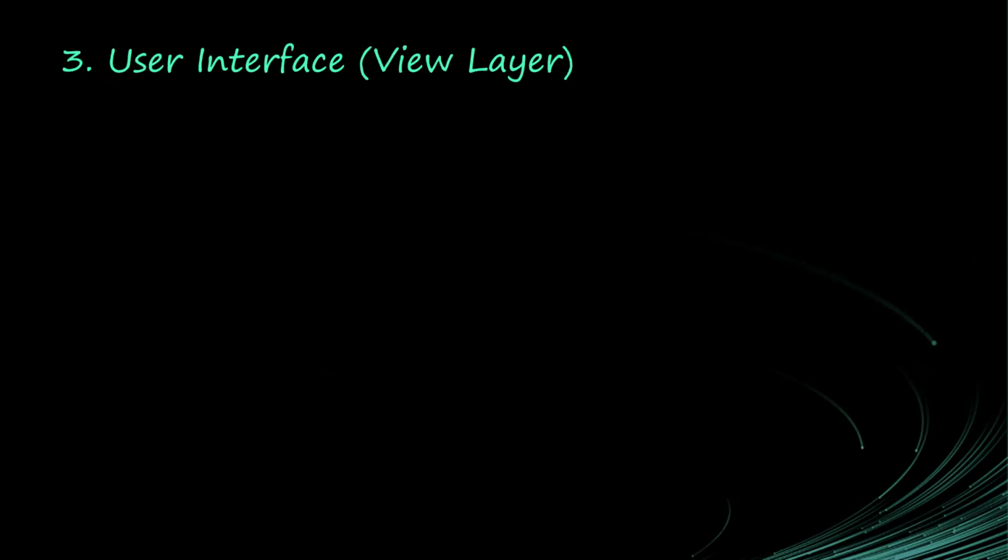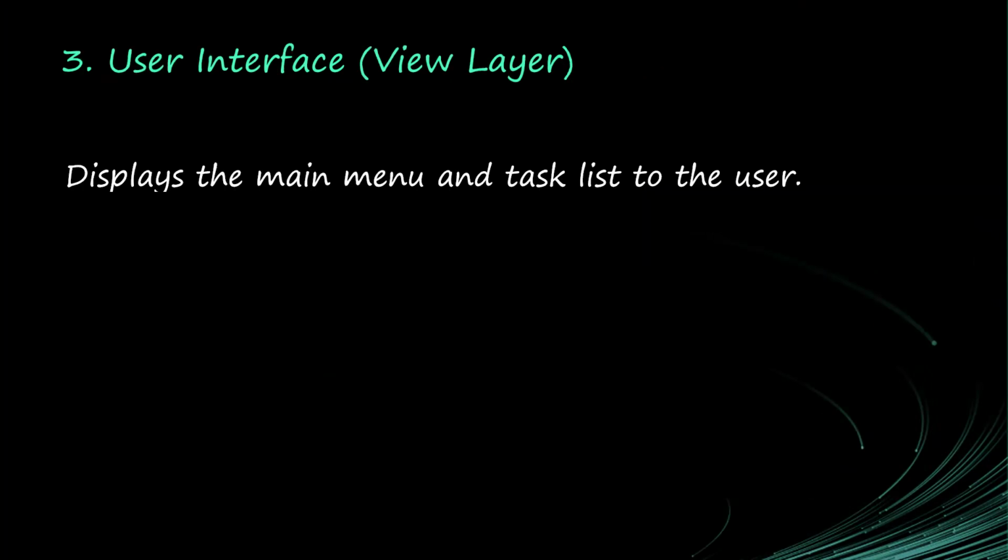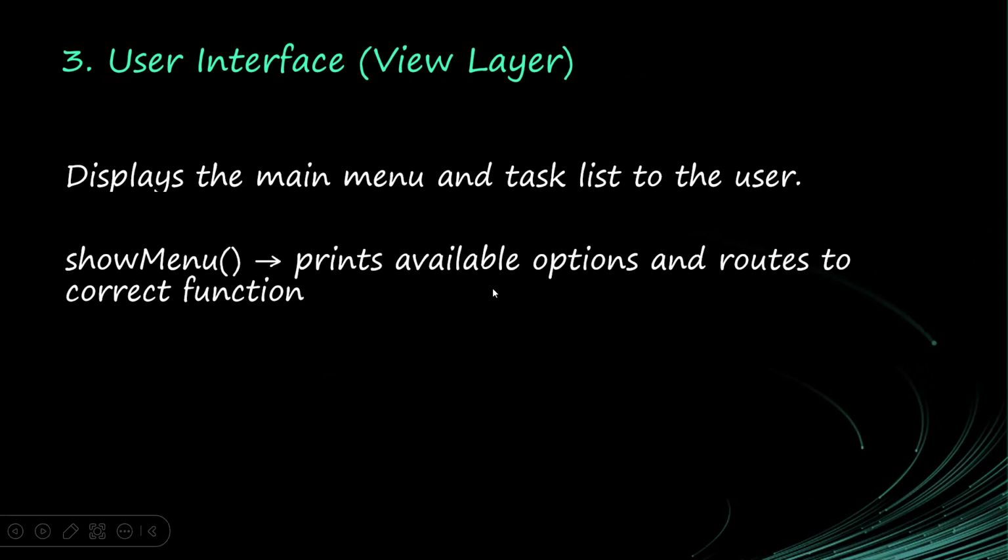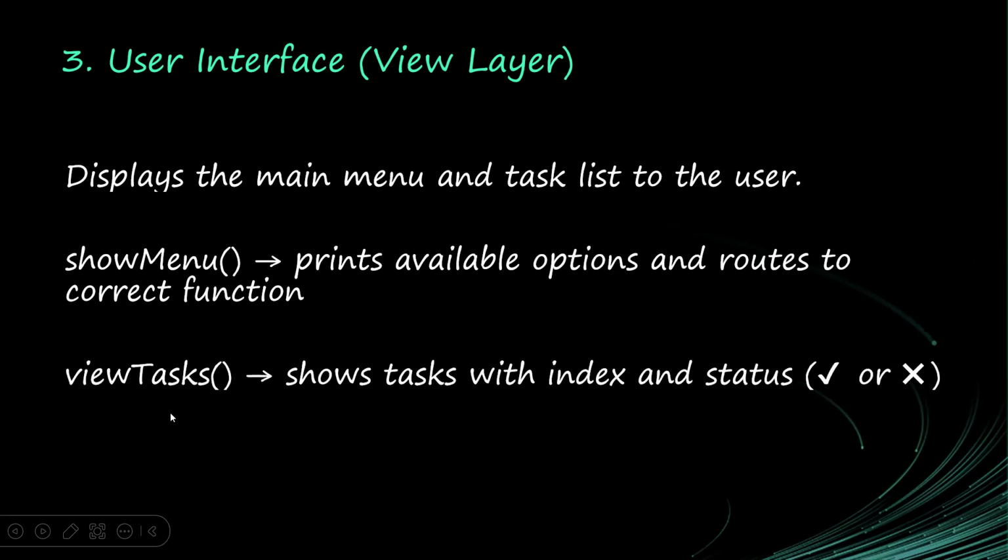We also have the user interface. The user interface is the menu that we display to the user to select or add a task. The show menu prints available options and routes to the correct function based on the option that the user chose. We also have the view tasks, which the user would use to view tasks with the index and the status. Okay, so now let's get to work.